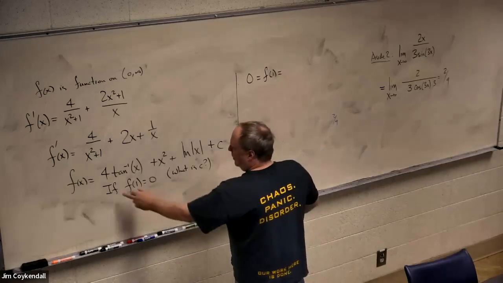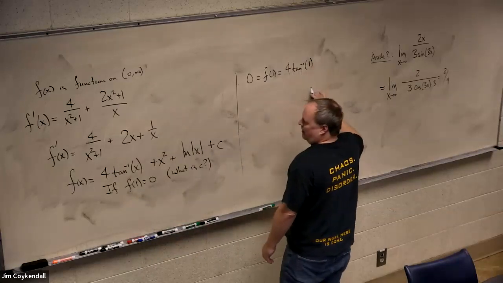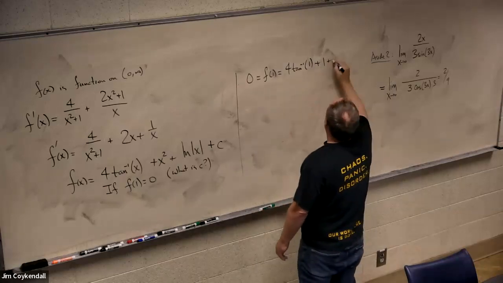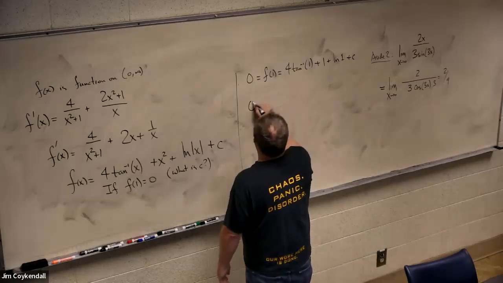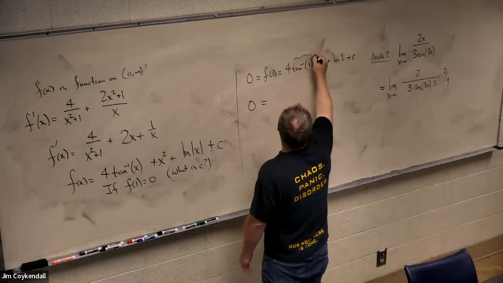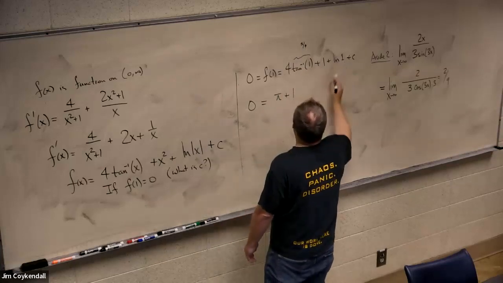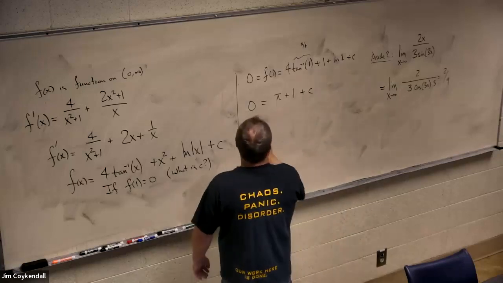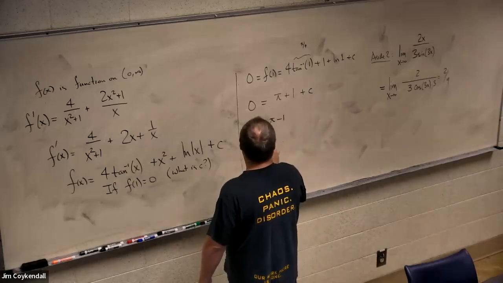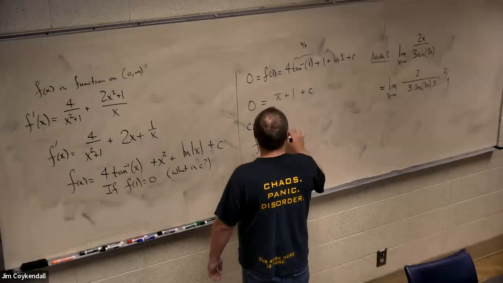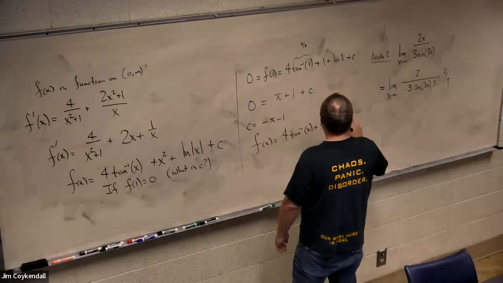What happens when I plug in 1 for this? I get 4 tangent inverse 1 plus 1 plus log 1 plus C. And this is tangent inverse 1, which is pi over 4. So 4 times pi over 4 plus 1, log 1 is 0. C, we're going to get C equals minus pi minus 1. So my exact function, if I bother to write the whole thing down, is 4 inverse tangent of x plus x squared plus natural log of x minus pi minus 1.